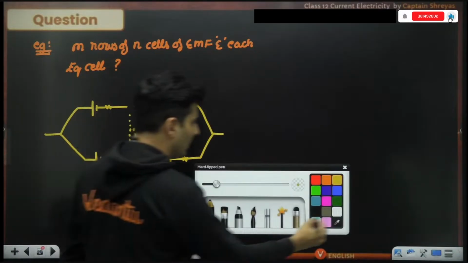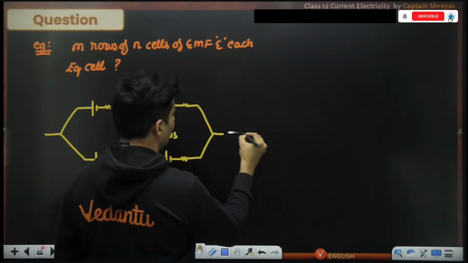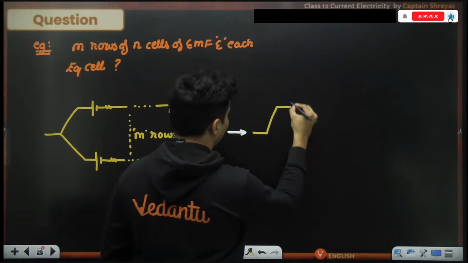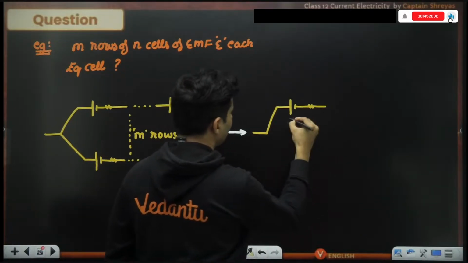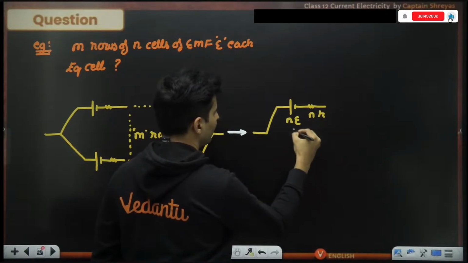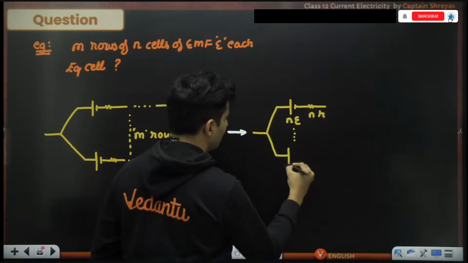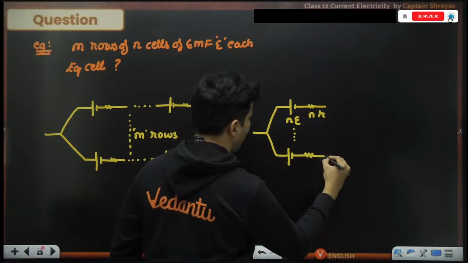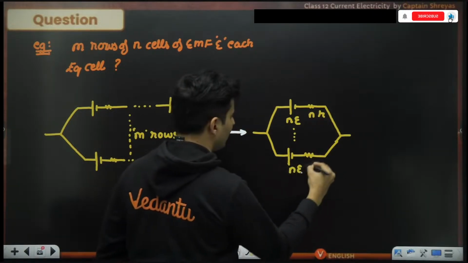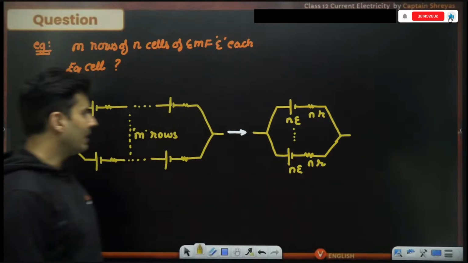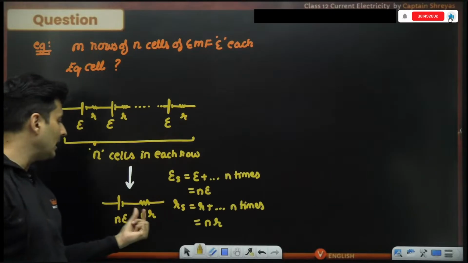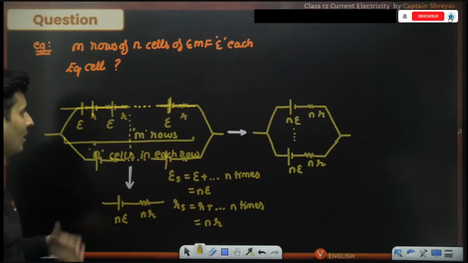So it is as good as saying that we have, like this, internal resistance of nr, EMF of n times of E. That's what it is. n times of E, this is n times of r. Is that right? Because each row was a single cell of EMF nE and nr internal resistance.